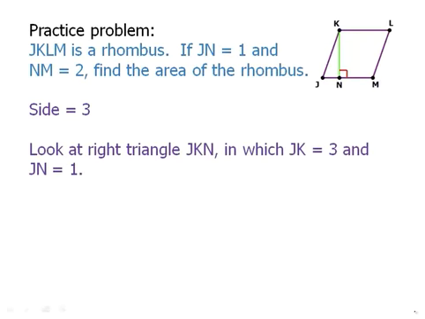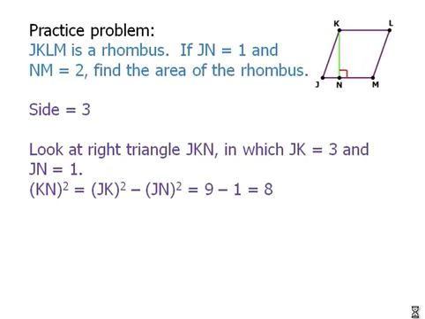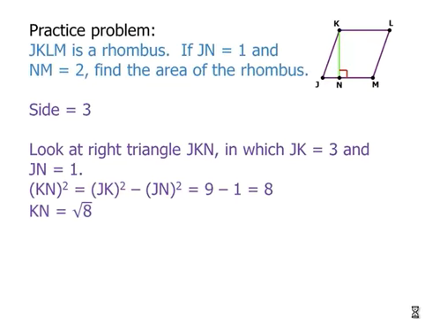So now look at the right triangle JKN, in which JK, the side of the rhombus, is 3, and JN we're given as 1. Well, we use the Pythagorean theorem in that triangle to find KN. KN squared equals JK squared minus JN squared. 3 squared is 9, so 9 minus 1 is 8. That means that KN is the square root of 8. Of course, we can simplify that down to 2 root 2. And that is the height of the rhombus.